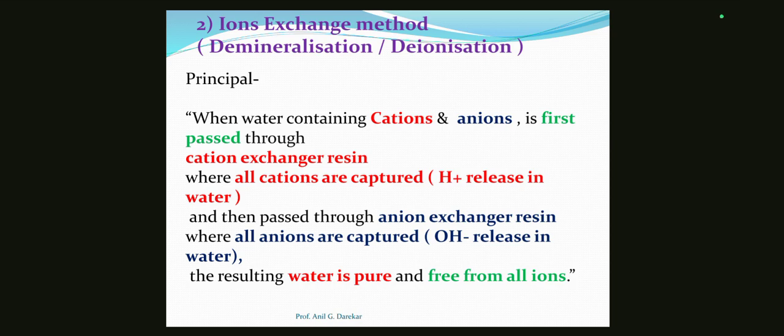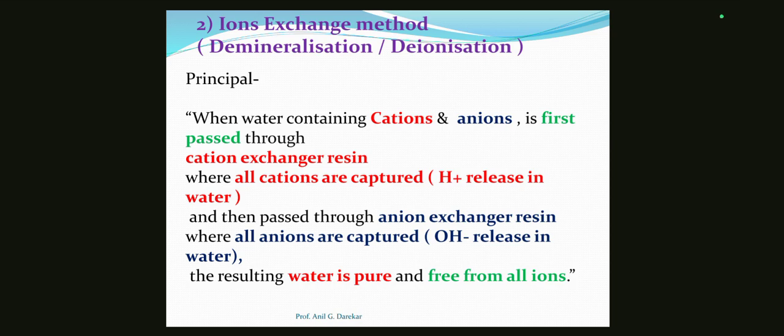on the ion exchange method. As far as the principle is concerned, we require two resins. First one is a cation exchanger resin and second one is an anion exchanger resin. Here water containing both cations and anions is first passed through the cation exchanger resin. Here all cations are captured and in exchange H plus ions are released in water.